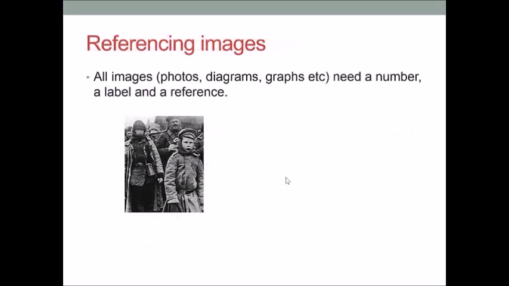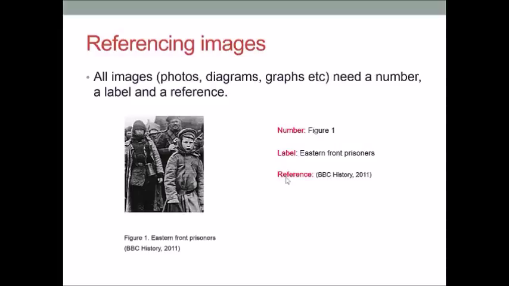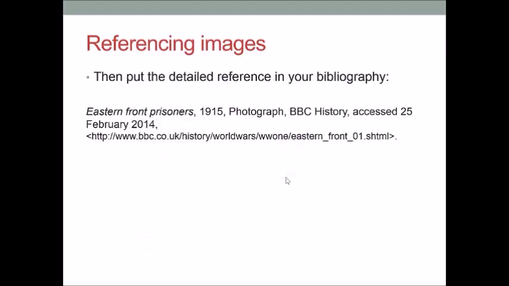Referencing images is very easy. They need 3 things. They need a number, a label, and a reference. So this picture here of Eastern Front prisoners has the number figure 1. It has the label Eastern Front prisoners, and then the reference is the website it came from and the year. You can choose what numbering system to give your images. You can call them Table 1, Table 2, Figure 1, Figure 2, and you can also choose the label that you give them. And then of course you will put the detailed reference for that image in your bibliography.